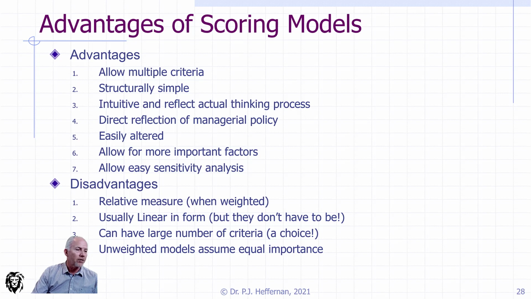And you can have a large number of criteria. Again, at what point in time does your assessment become insensitive to some of the more minor criteria, and then you may as well just drop them all off. Unweighted models assume equal importance. That's a disadvantage. Obviously, the advantage to weighting them then is to, if your criteria are not equally weighted, then you should be using a weighted model.